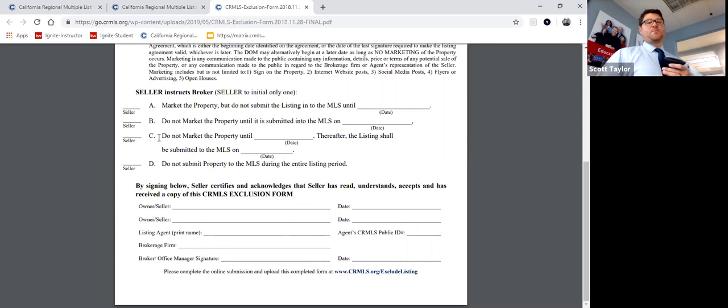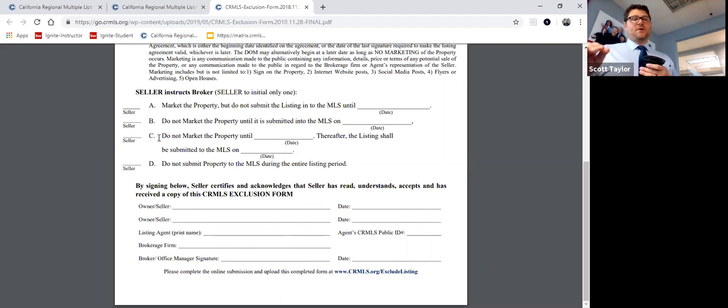Or do not market the property until a specific date. Thereafter, the listing will be submitted to the MLS. So you sign on the 1st. They say hold it off the MLS for 30 days, but don't market it for the first 15. Then at 15, go ahead and start marketing it and then put it live to the rest of the world on the 30th of September, say.